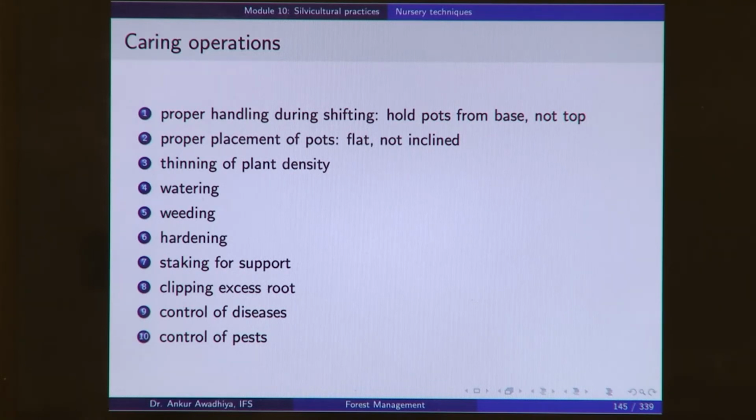Thinning of plant density needs to be done from time to time to avoid whipping. Whipping is the process in which the plants grow very fast and become very tall because they are unable to grow laterally. In this case the plants just droop down when you take them out. Then watering needs to be done, weeding needs to be done, and hardening of plants has to be done, in which case you make the plant more resistant to the extreme situations outside. Then staking for support is needed for certain plants, clipping of excess root, control of diseases and control of pests.